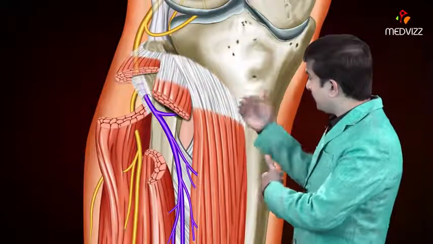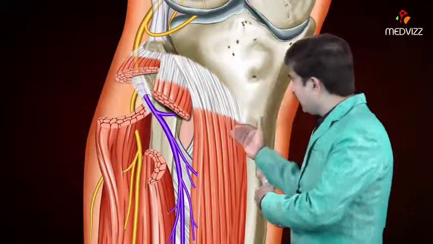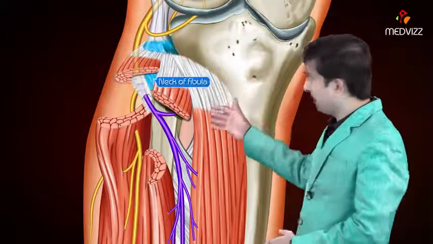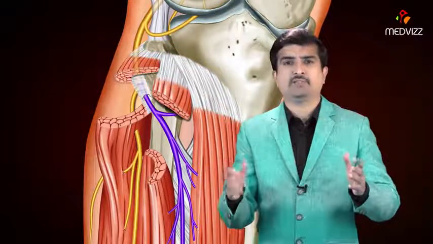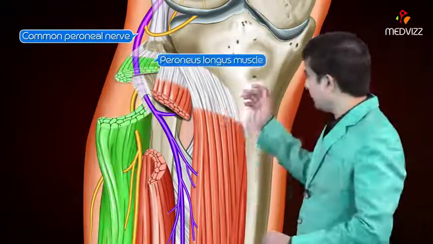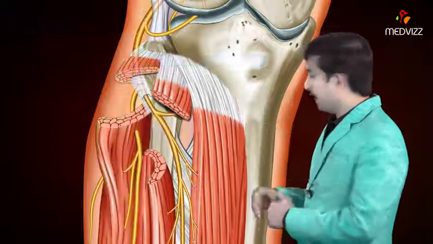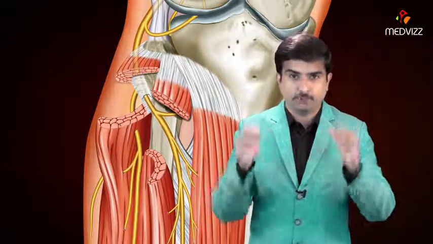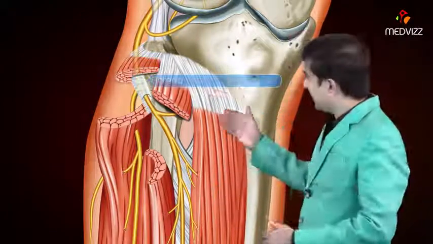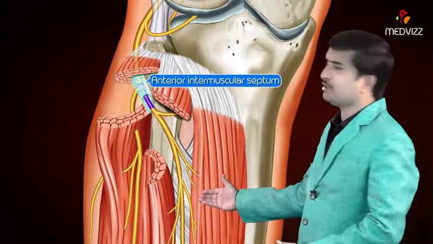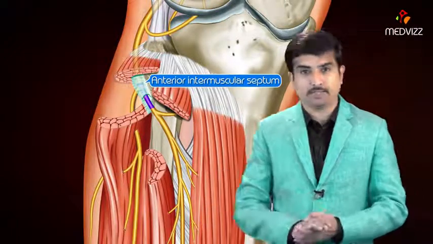Like the superficial peroneal nerve, the deep peroneal nerve also arises on the lateral side of the neck of the fibula as the terminal branch of the common peroneal nerve within the peroneus longus muscle. Now, after it arises at the lateral aspect of the neck of the fibula, it then pierces the anterior intermuscular septum to enter the anterior compartment of the leg.